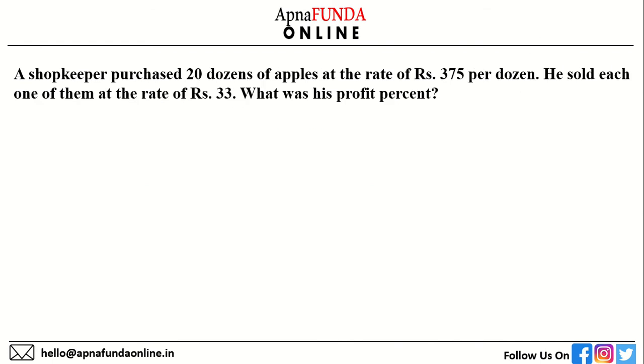A shopkeeper purchased 20 dozens of apple at the rate of 375 per dozen. He sold each one of them at the rate of rupees 33. What was his profit percent? So we know that 20 dozen of apples at the rate of 375 per dozen and sells each apple at 33. We need to find profit percent. We don't need to get into too much of complicated calculations. We'll simply go as to what is asked.